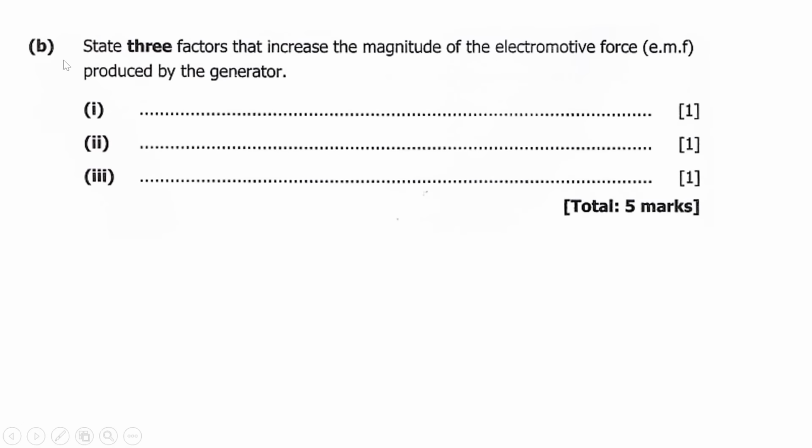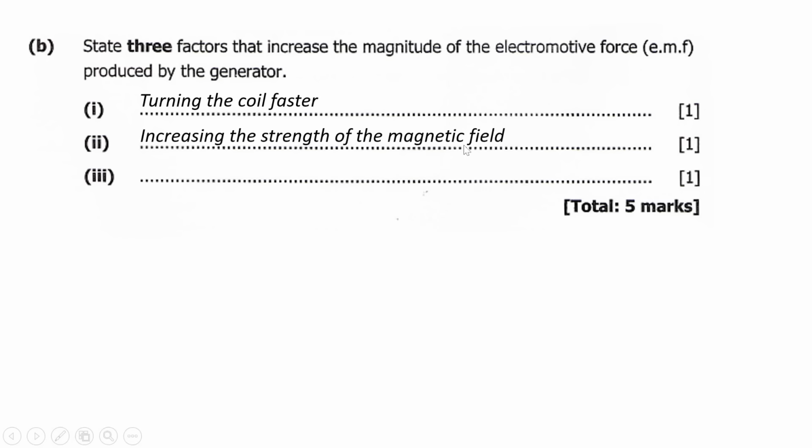Then we move. B, state 3 factors that increase the magnitude of the electromotive force, EMF, produced by the generator. So number one is turning the coil faster. Then the other factor is increasing the strength of the magnetic field. Then 3, adding more turns to the coil. So these are some of the things that increase the magnitude of the electromotive force: turning the coil faster, increasing the strength of the magnetic field, and adding more turns to the coil.